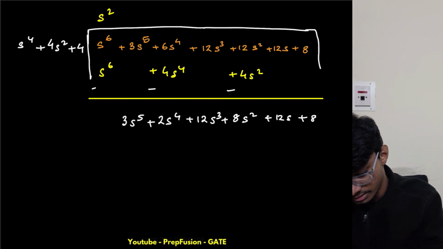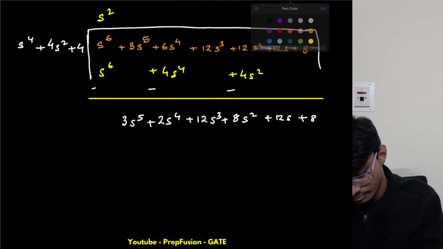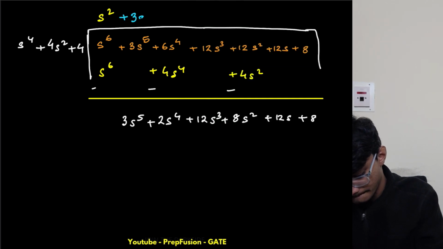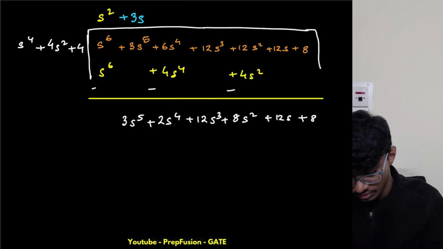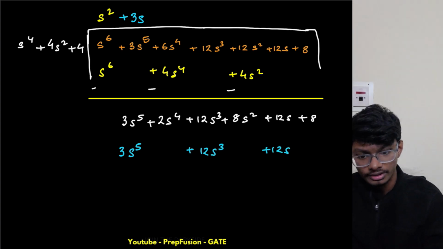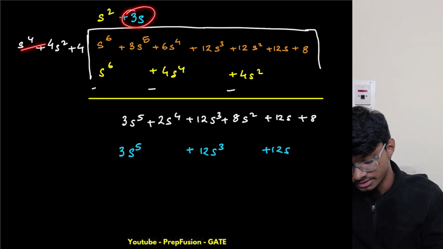So let me take a different color. So if I multiply 3s, what do I get? This will be 3s to the power 5, then I will get here plus 12s cube, and this will be plus 12s. I hope you understand, right? I'm just multiplying 3s with the whole of this and then subtracting.